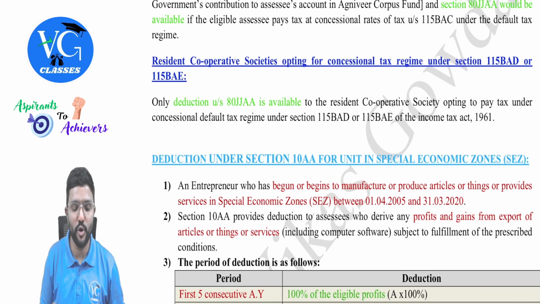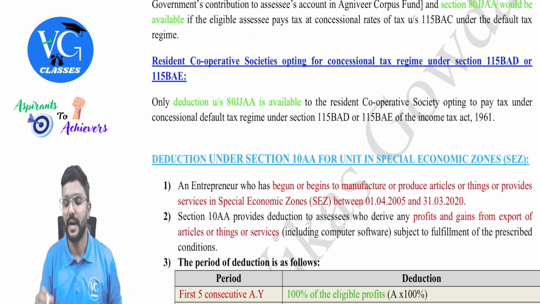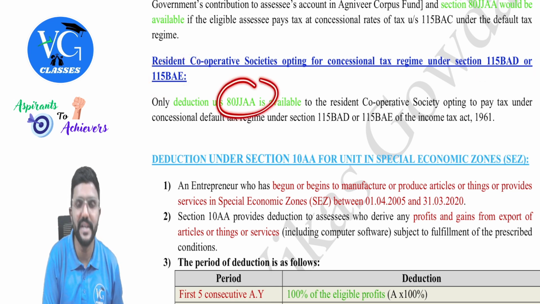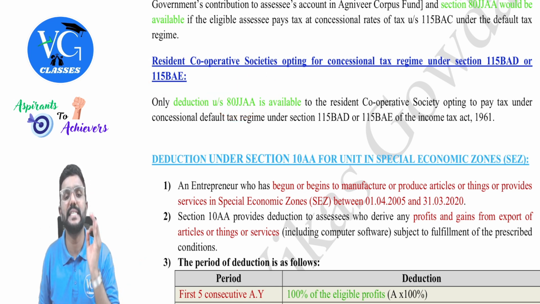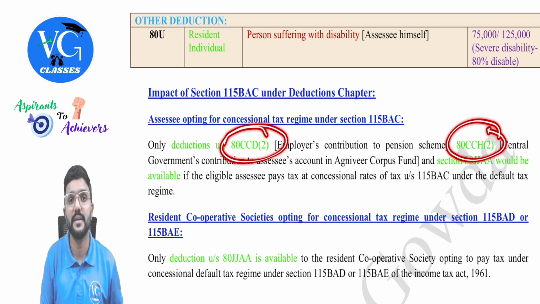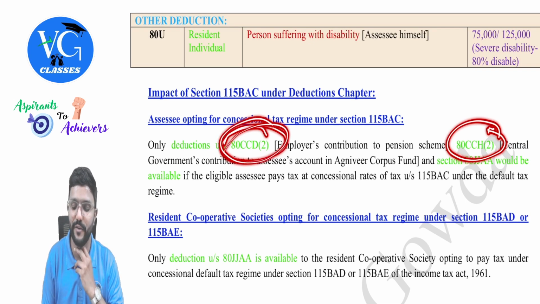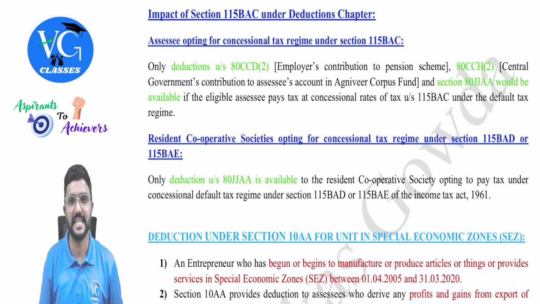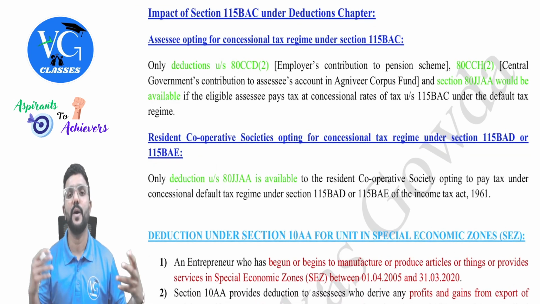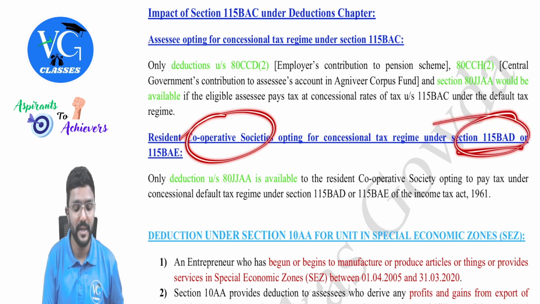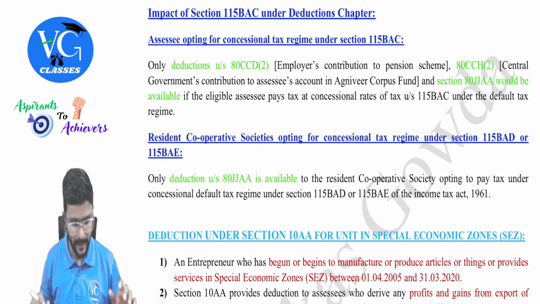And if assessee is a resident cooperative society who is following optional scheme under section 115BAD or BAE, then they can claim only one deduction under chapter 6A, which is 80JJAA. Sir, what about this 80CCD(2) and 80CCH(2)? Guys, these are available only for individuals. So cooperative societies are not at all eligible for CCD and CCH deductions, whether they are following optional scheme or normal scheme. Yes, and please be careful, for cooperative society, we don't call this a default scheme. We call it optional schemes. Okay, sir.